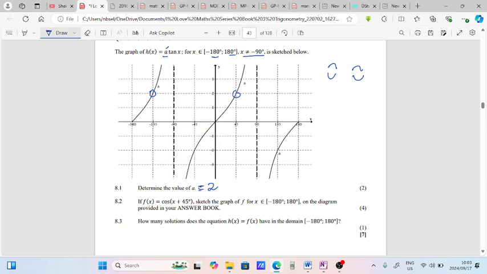Now 8.2. If f of x equals cos of x plus 45 degrees, sketch the graph of this on the diagram provided on the answer sheet. So you can sketch on the same interval again. The graph cos of x plus 45 is the graph of the original cos shifted to the left by how many? 45 degrees.